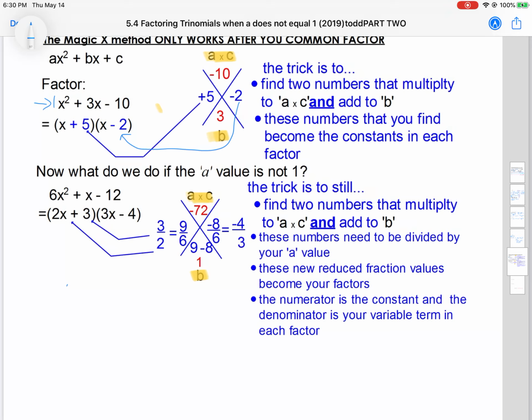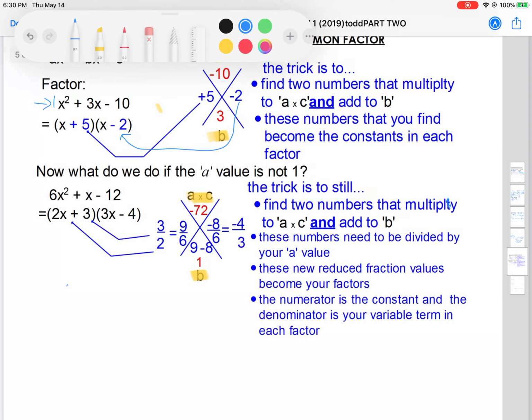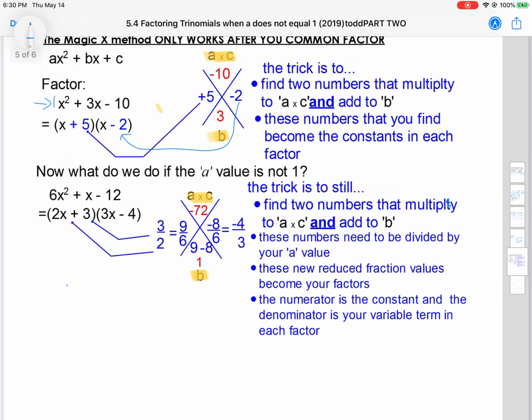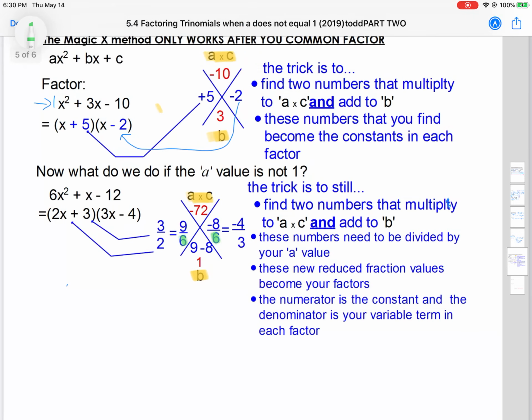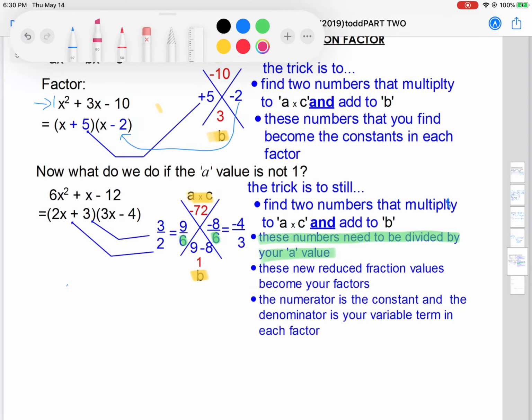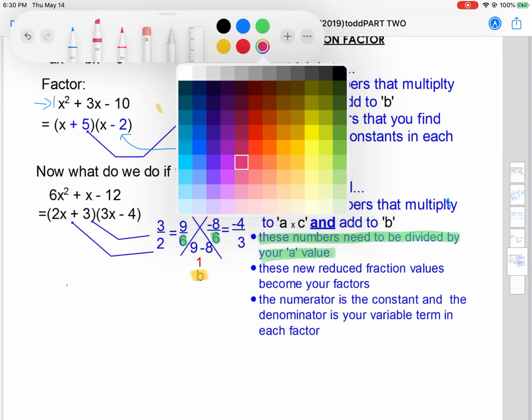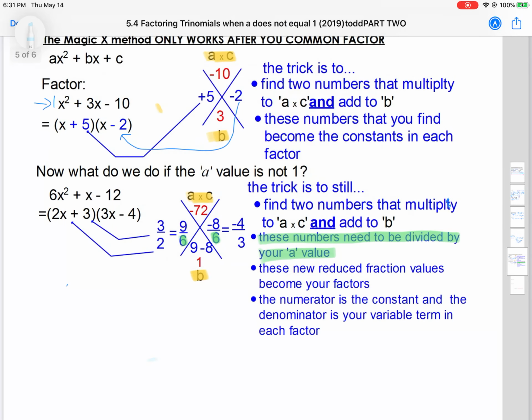So we're still looking for two numbers that multiply to A times C and add to B. But the thing here now is, you have to divide by the A value. So the numbers that you choose have to be divided by the A value. And then another important step. So again, is this less work? You have to decide, okay?